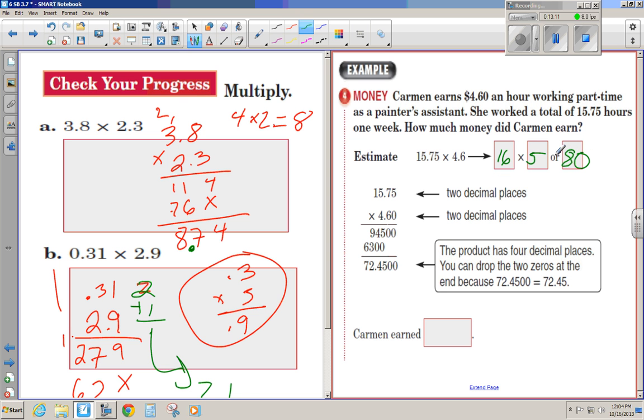All right. So 2 decimals and 2 decimals. Your answer should have 2 decimals, but it also should be close to 80, and that's the closest number you can get to 80. That means Carmen earned 72.45 dollars for the week.